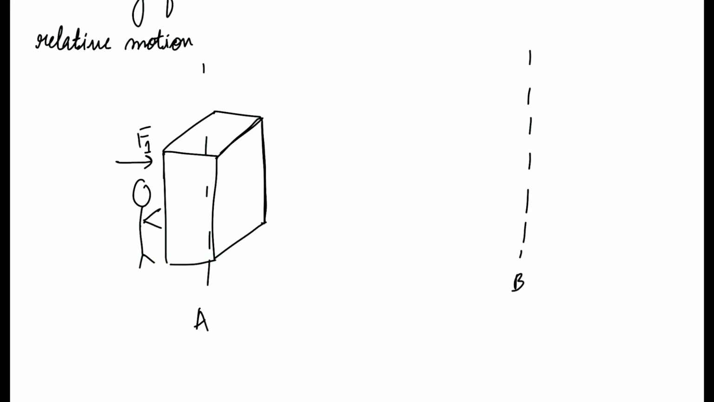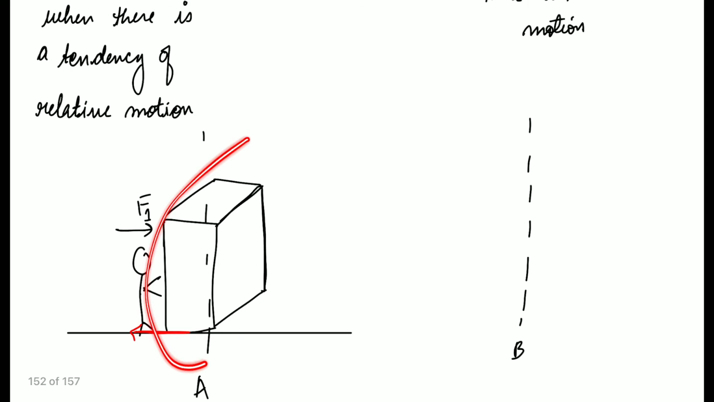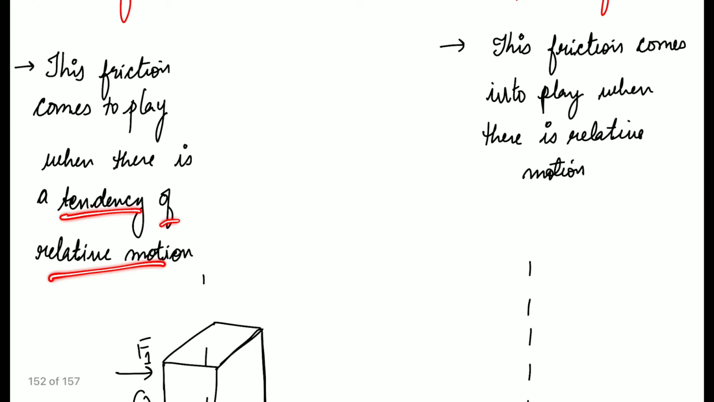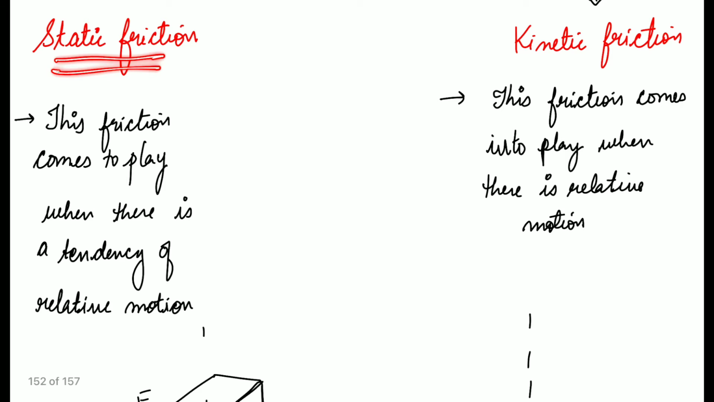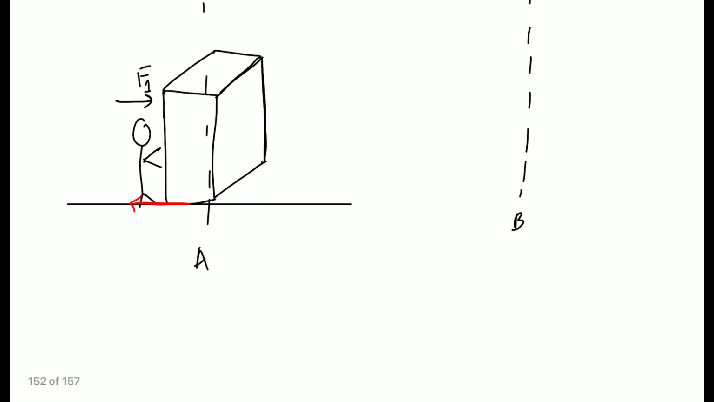Let me just draw that again. This almirah is in contact with the floor. So you have applied some F1 force, and the almirah is not moving. That means you have applied the force, but at the point of contact there is a frictional force. Your almirah is at rest, it has not moved, so there is a tendency of relative motion. At this particular time you will experience static friction. So there will be an F static, a static friction which is opposing, cancelling out your F1 force.